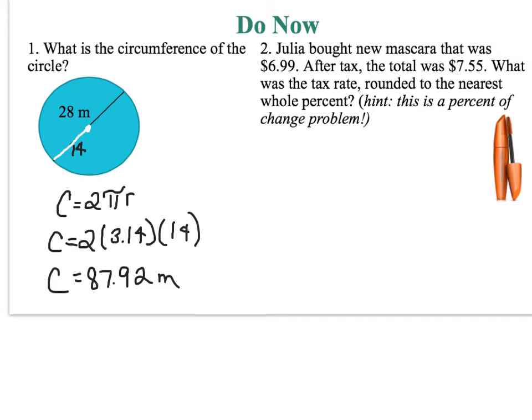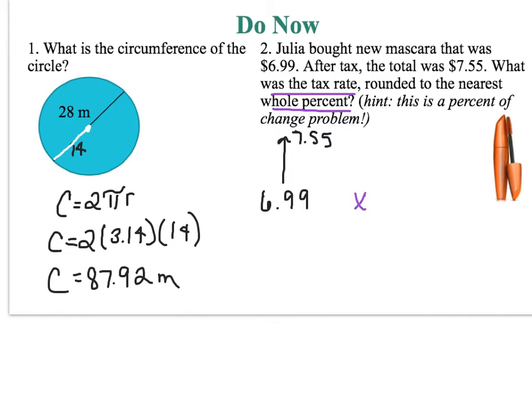All right, number 2 is a review percents problem we haven't done in a while. This is a percent of change problem. So many of you learned, let's start with our original price of $6.99. Now I see that the price is going up to $7.55 because that's what happens when we have tax, we pay extra money. I need to know the tax rate, which is the percent of increase. So whenever I do percent of change, I'm looking for the percent. What was the tax rate as a whole percent?